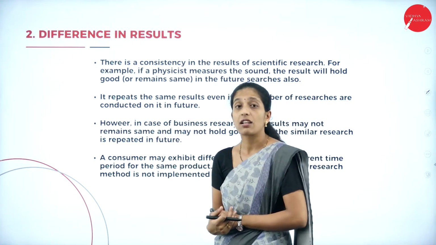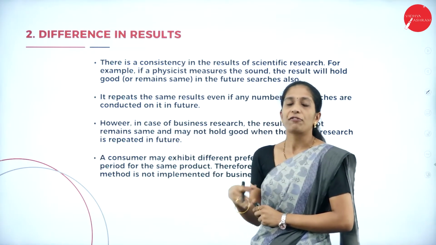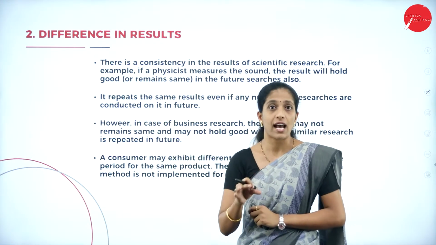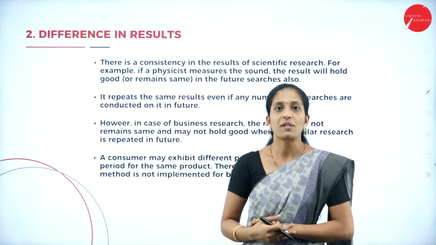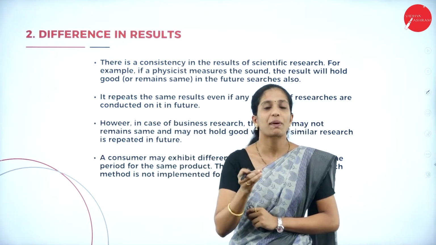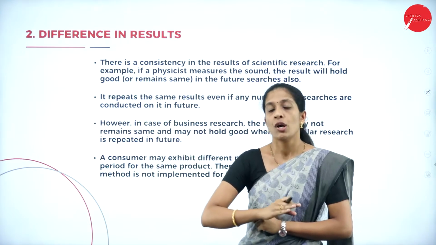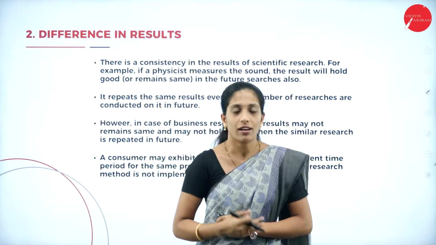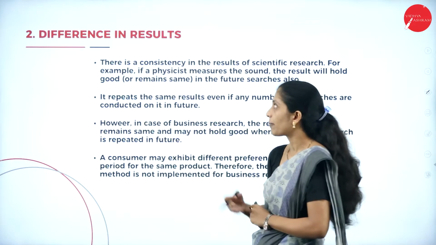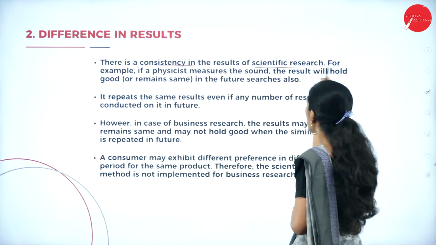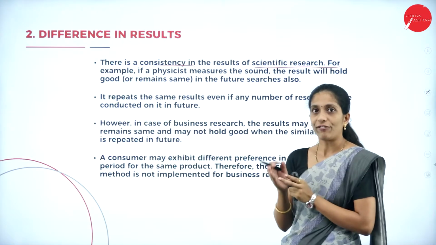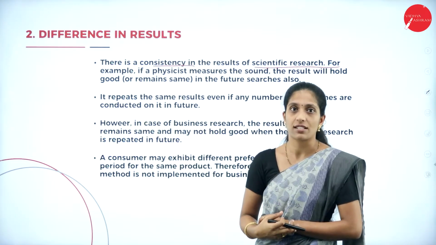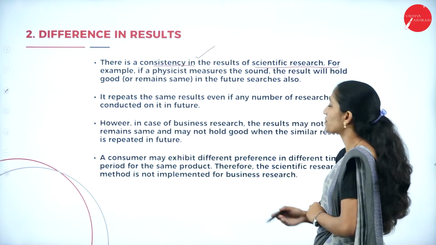Now coming to the second one, difference in results. If you take an experiment under scientific research, the result will be the same, whoever conducts that experiment. But in business research it is totally different. An experiment made by one person will be totally different from that of another person, mainly because of the change of opinions of the consumers as well as the researchers. There is consistency in the results of scientific research: if a person has experimented a particular thing and another person does the same experiment, he will get the same result.